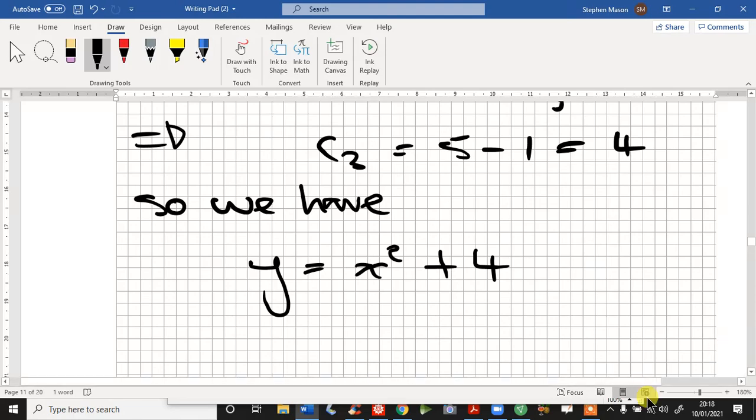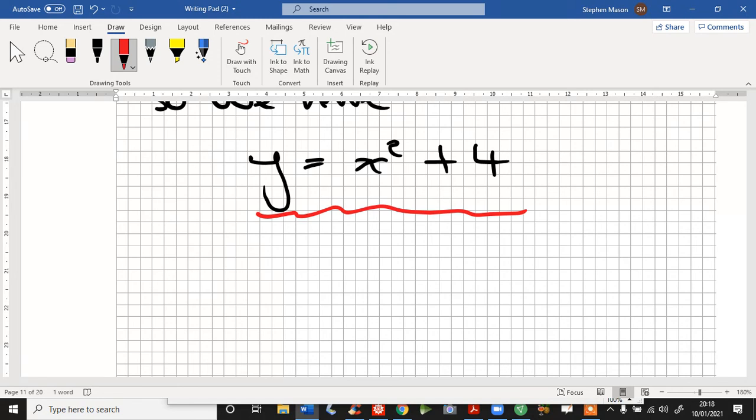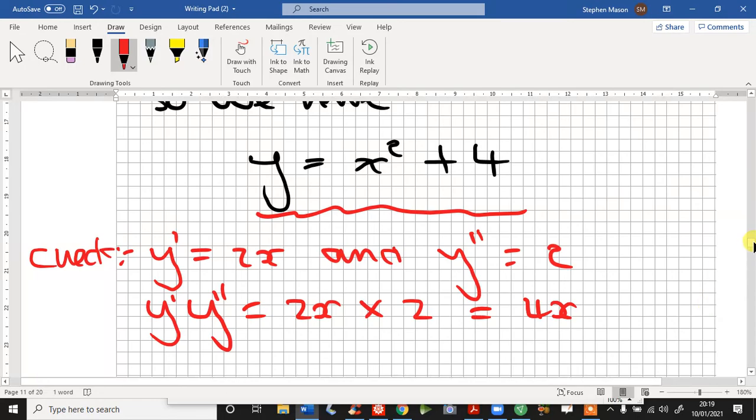And let's check that we've got the right solution. I know that that is the right solution, but we want to double check that it is. So if we find y prime, then we've got 2x, and y double prime is equal to 2. I should put a check at that side. So if we go back to the original equation, equation 1, we've got y prime times y double prime, and that's equal to, well, y prime is equal to 2x, and y double prime is equal to 2, which is 4x.